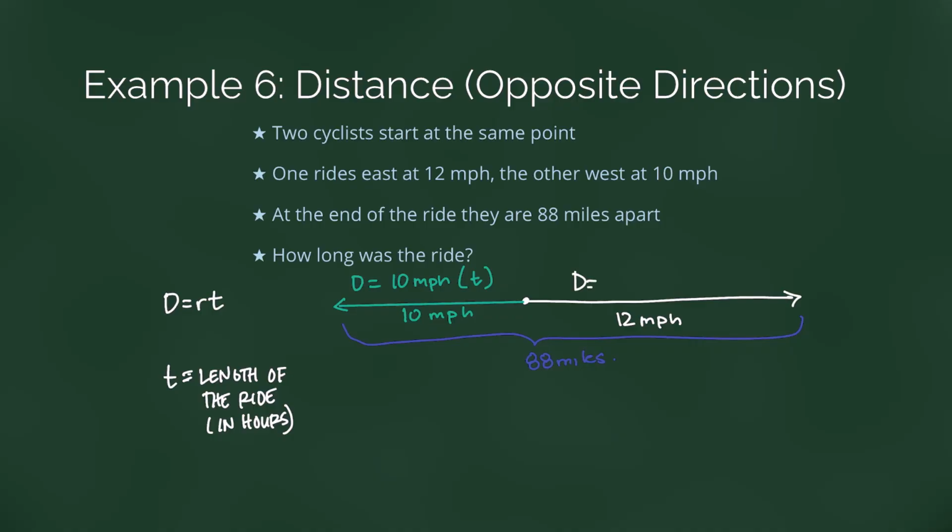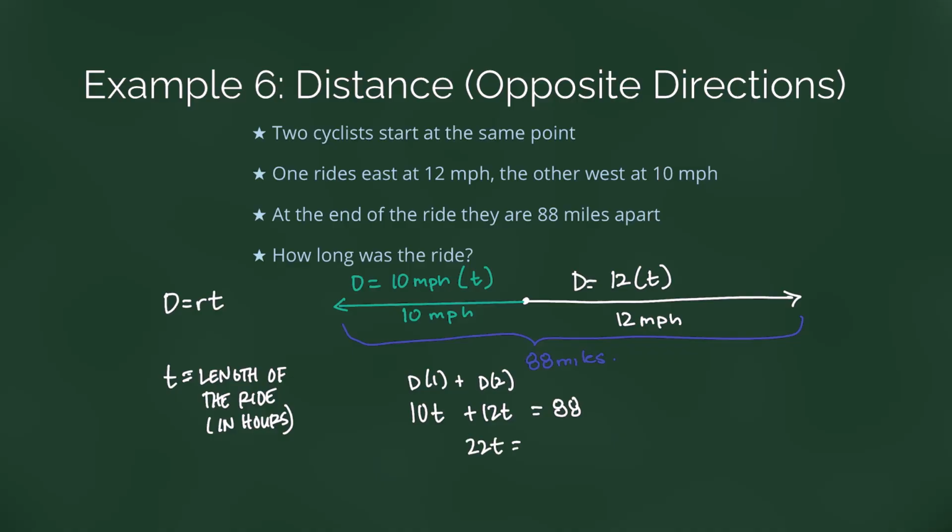So over here, our distance is going to be 12 times our time. So we have two distances, 10 times time plus 12 times time, and they have to add up to 88 miles. So we have to get this equation that 10 times t plus 12 times t equals 88, right? This is the distance for rider 1. This is the distance for rider 2. They end up 88 miles apart, so the addition of those has to equal 88.